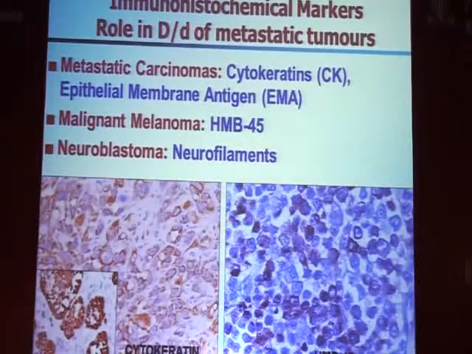And these we again diagnose by a panel of immunohistochemical markers. CK helps us to diagnose epithelial malignancies. HMB45 is for malignant melanomas, and for neuroblastomas it is neurofilaments.